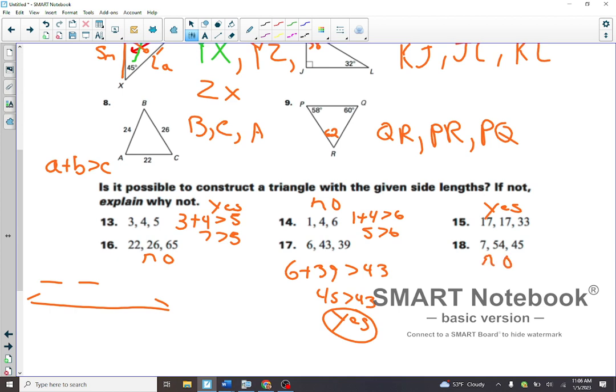I don't think any of these show this, but if it's exactly equal, that's not good enough. It has to be bigger. So exactly equal will be a no. Keep that in mind, okay? You can't make a triangle, because if they're equal exactly line to line, there's no way you could bend it or they'll have an opening.